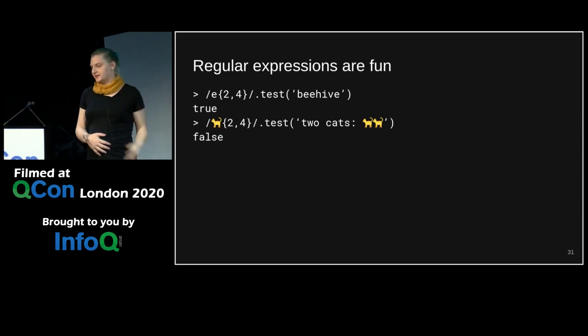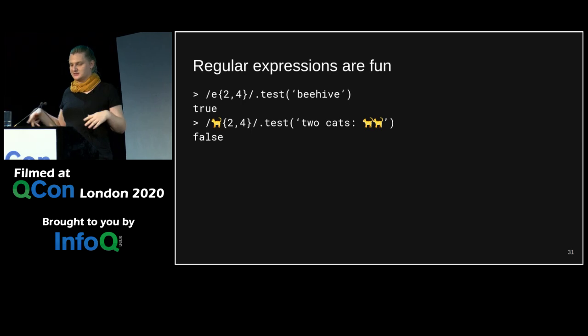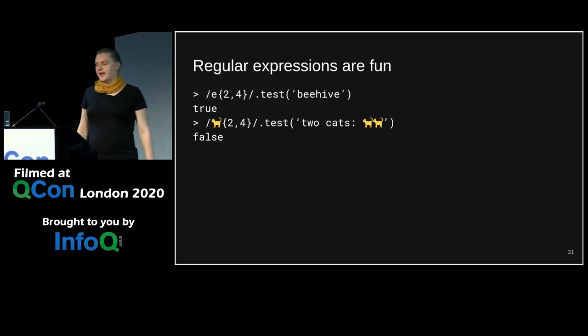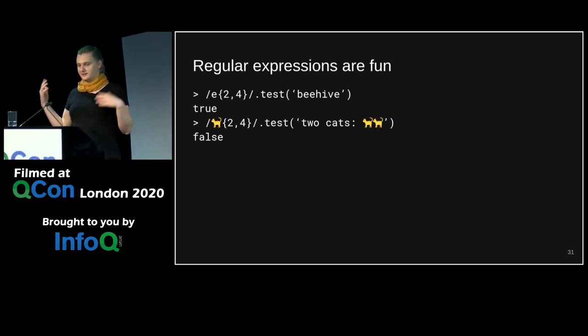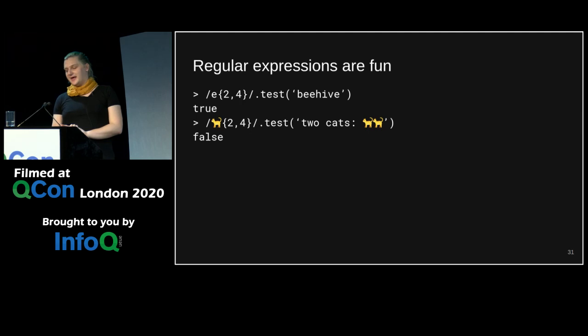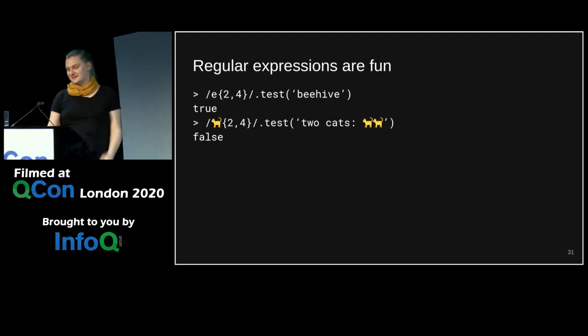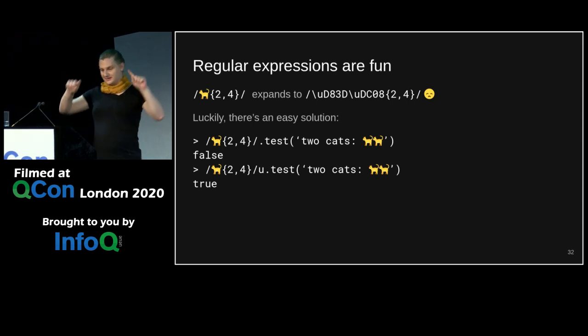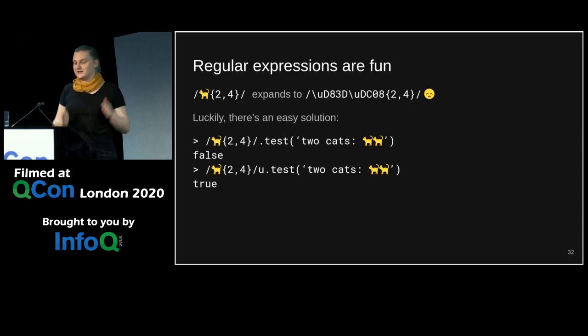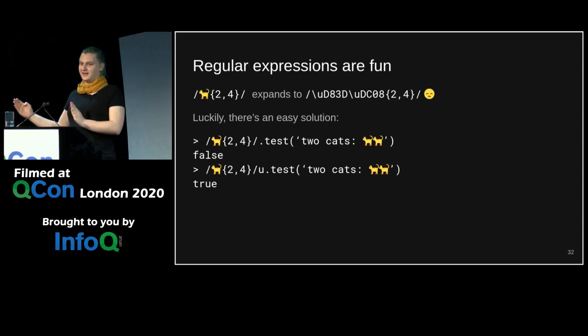So we have two regular expressions. One checks whether an E occurs in a string 2 to 4 times. One whether the cat emoji occurs 2 to 4 times. And it works in the case of the E, and it doesn't work in the case of the cat, which kind of looks surprising, to me at least. Well, the reason that this is happening is that the cat emoji, again, is 2 separate units. And the way that JavaScript interprets that string is that it says the first half of the cat once, and then 2 to 4 times the second half of the cat. Which then doesn't match that 2-cat example.